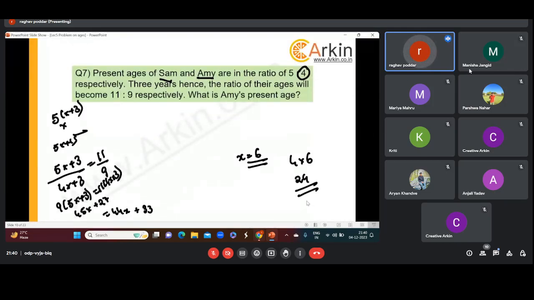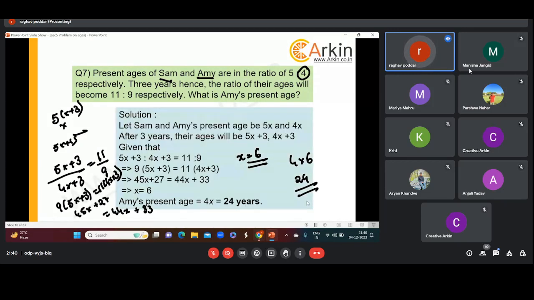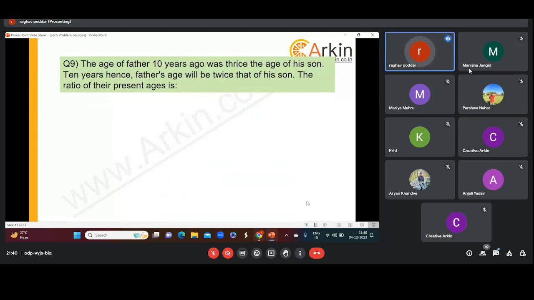Clear everyone? How did I do this? Any doubt anyone has? Super. Now let's move on to the next question. Here's the next question for you all. The age of the father 10 years ago was thrice the age of his son. 10 years hence, the father's age will be twice that of his son. The ratio of their present ages is? Very easy question. Do it step by step and you can do it very easily.